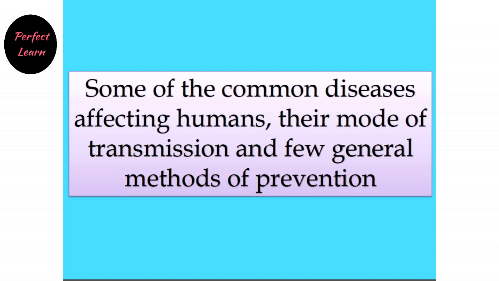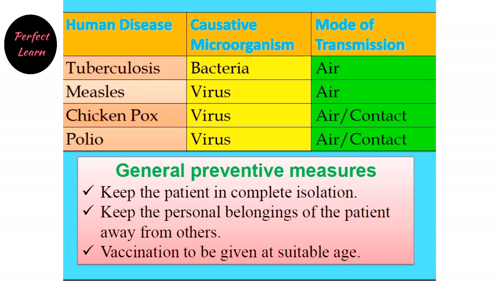Some of the common diseases affecting humans, their mode of transmission, and a few general methods of prevention. Human disease, causative microorganisms, mode of transmission. Tuberculosis, caused by bacteria, mode of transmission is air. Measles, virus, air. Chickenpox, virus, air or by contact. Polio, virus, air or by contact.